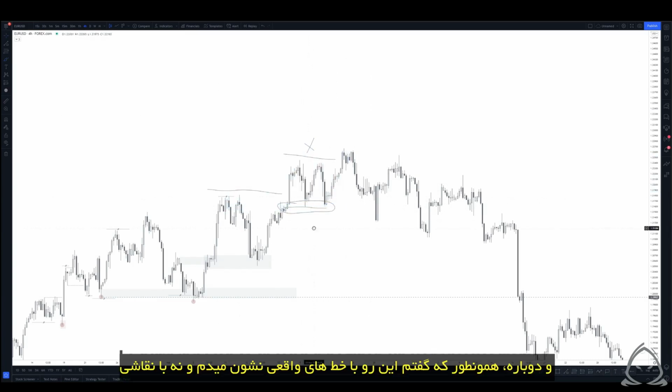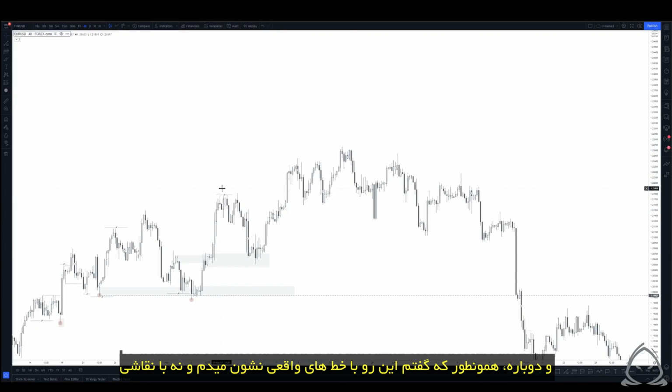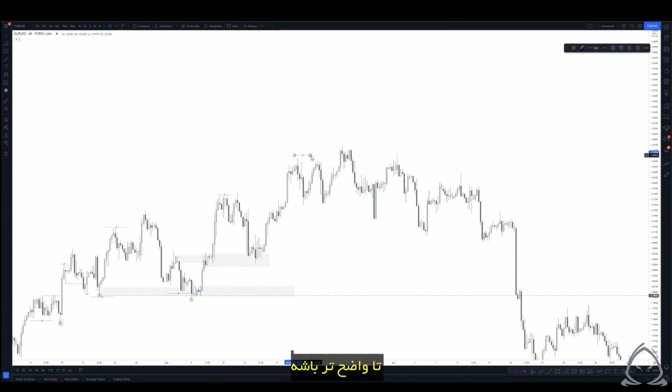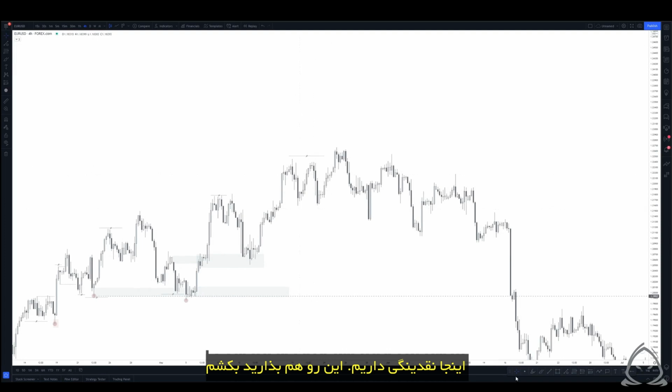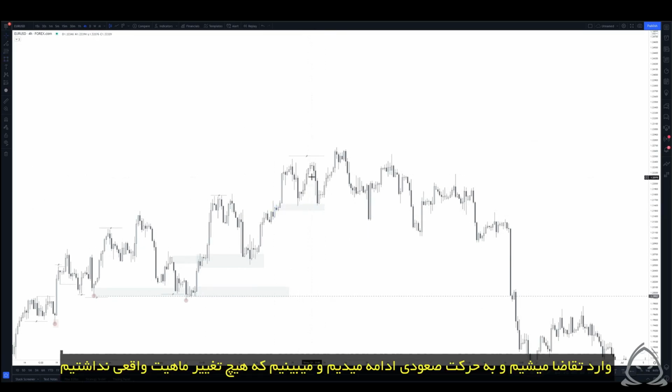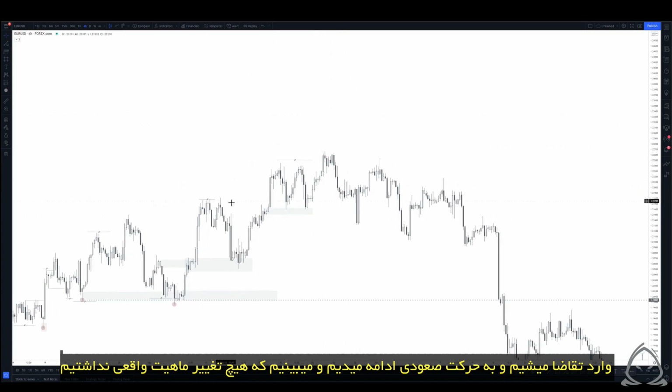And again, like I said, I will do this with actual lines and not just drawings so that it's a little bit clearer. We have liquidity right here. You can see if I just draw this on as well, we have a demand zone. We tap into demand and we continue moving to the upside. And what we can see is we haven't created any form of real change of character.